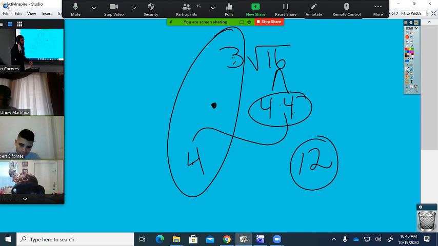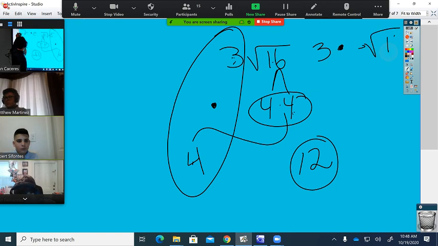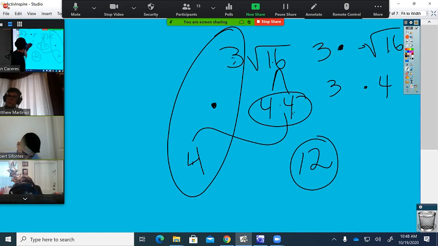Now let's use common sense. 3 square root of 16 means 3 times square root of 16. The square root of 16 is 4. So really this is 3 times 4, which is 12 anyways.